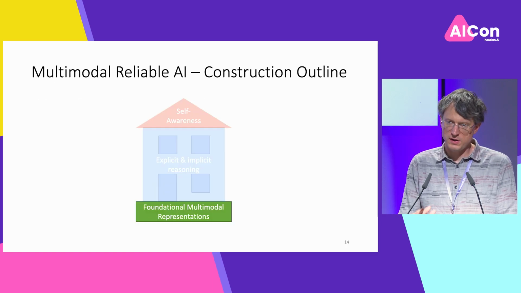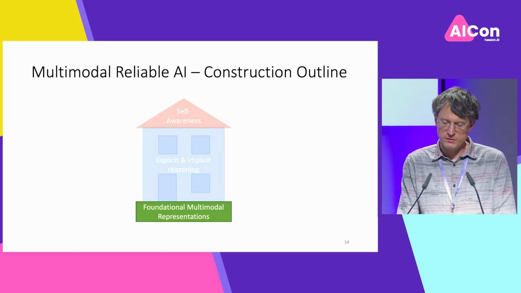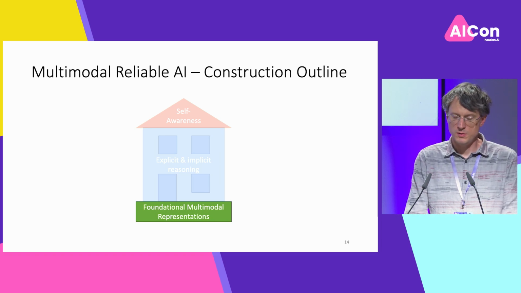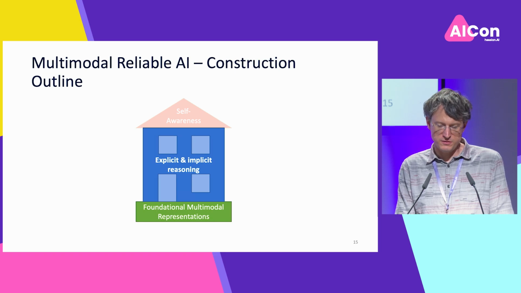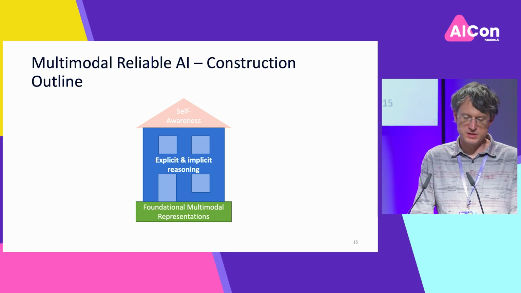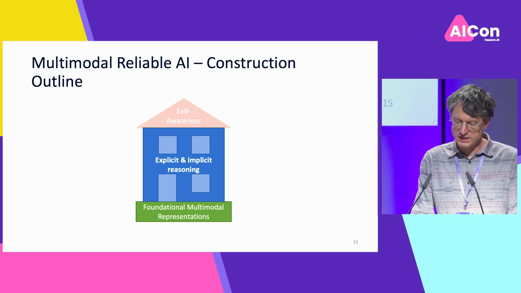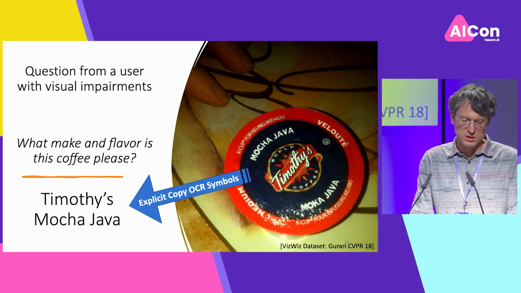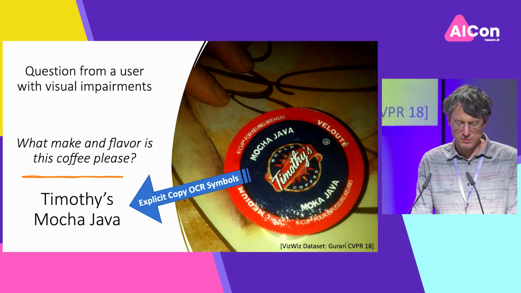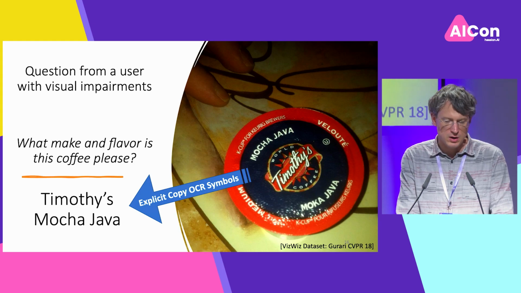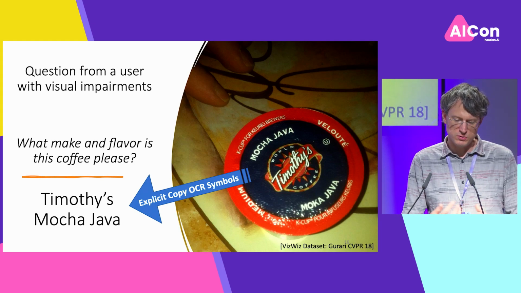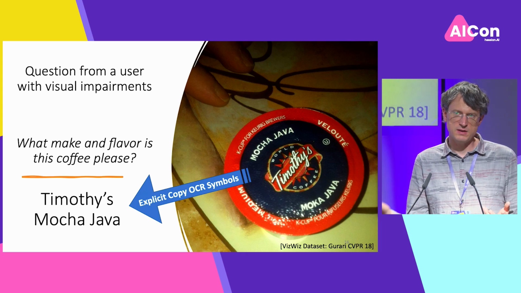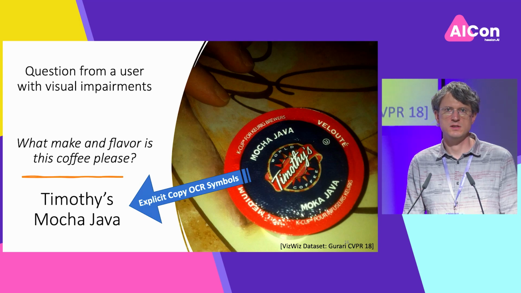So now that we've seen how to build this foundation, how can we do other interesting things? Specifically, how can we solve tasks which might require explicit or implicit reasoning? As an example, I go back to the question about what make and flavor is this coffee, please. Ideally, one idea to do that is to really read this text and copy it into the answer, to be able to generalize to any text in any image.